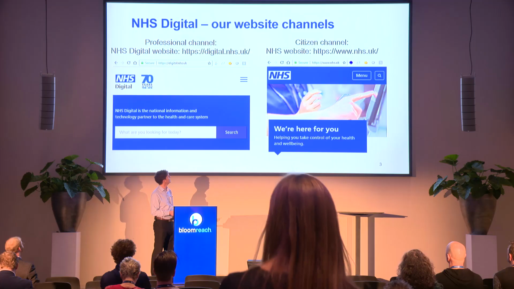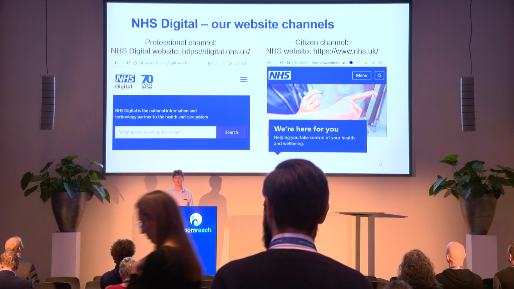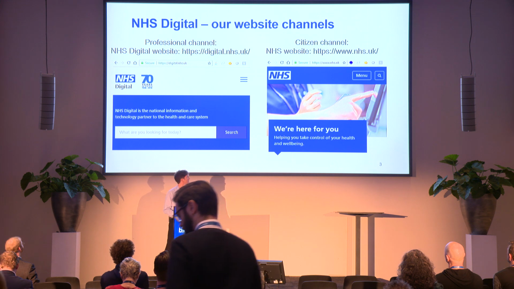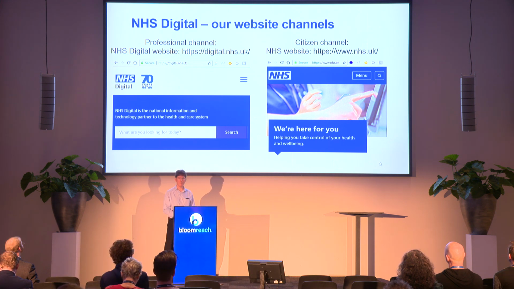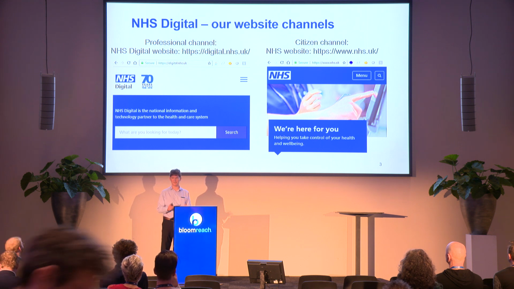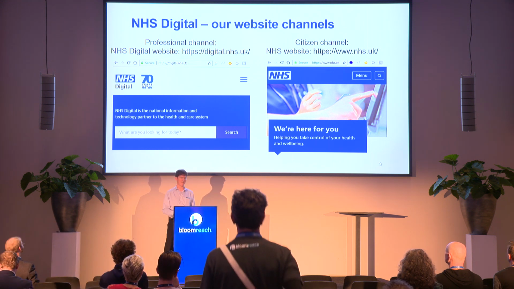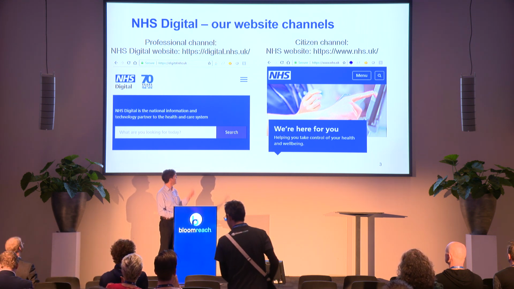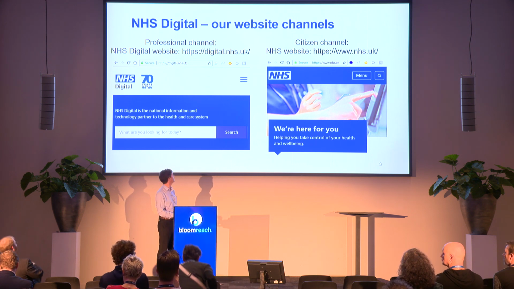The bit on the right is the NHS website, which used to be called NHS Choices. That's the bit where maybe you've got a rash, a headache or something, symptom checkers, or you want to find where your GP is. That uses a different technology. I'm not going to talk about that today, but I just wanted to make that clear. The Bloomreach bit is what I'm talking about.